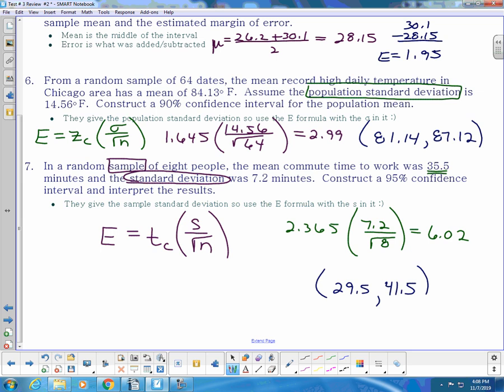So pay attention to what they're giving you. Standard deviation, is it population or is it sample? Or did they not give you one? Maybe they gave you a population parameter instead. Okay?